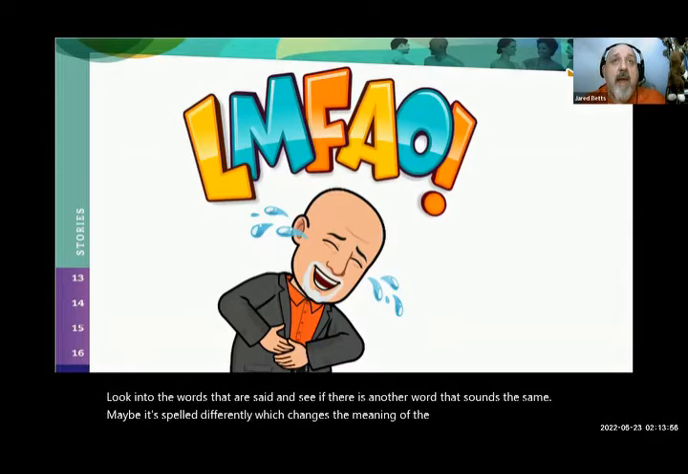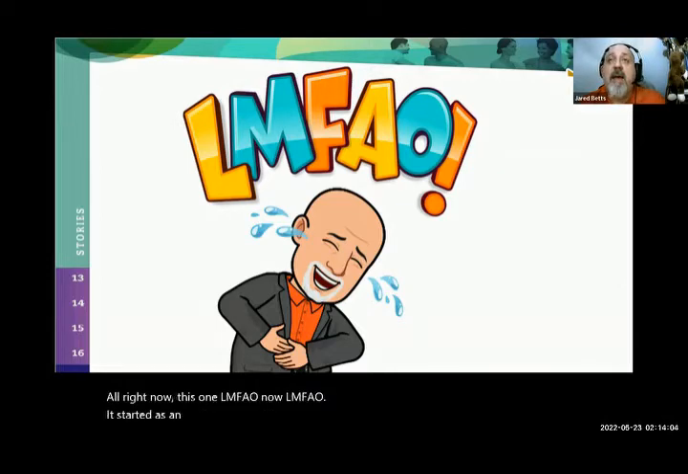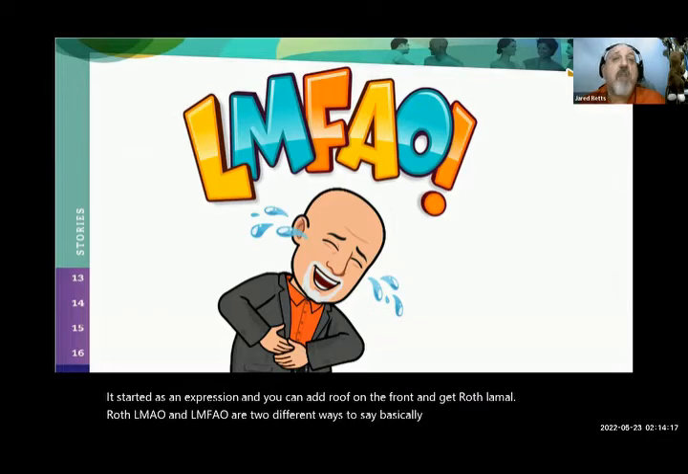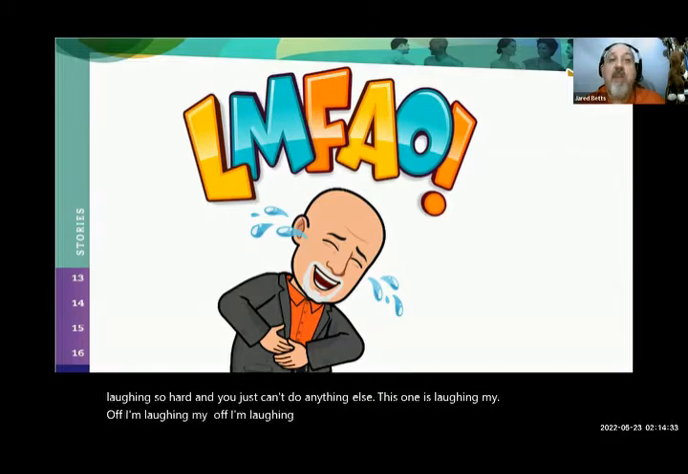All right, now this one, LMFAO. It started as an expression, and you can add ROF on the front end and get ROFLMAO. ROFLMAO and LMFAO are 2 different ways to say basically the same thing, that you're laughing so hard that you just can't do anything else. This one is laughing my butt off. I'm laughing so hard that I can't do anything else.